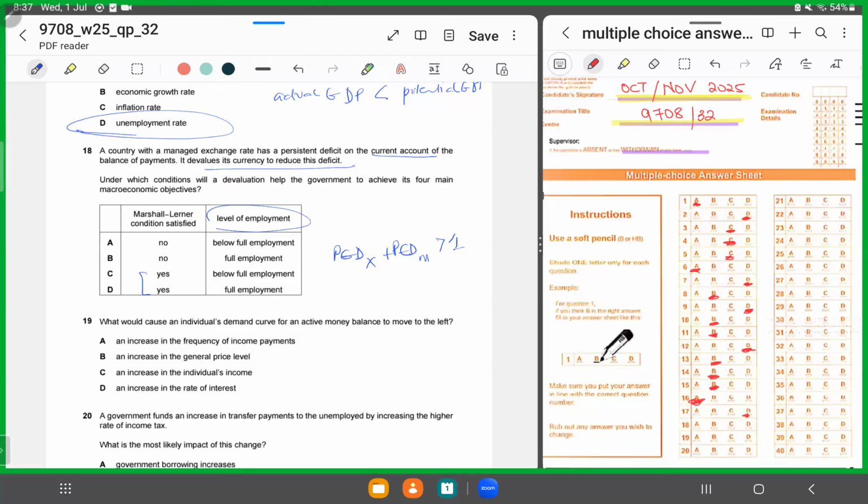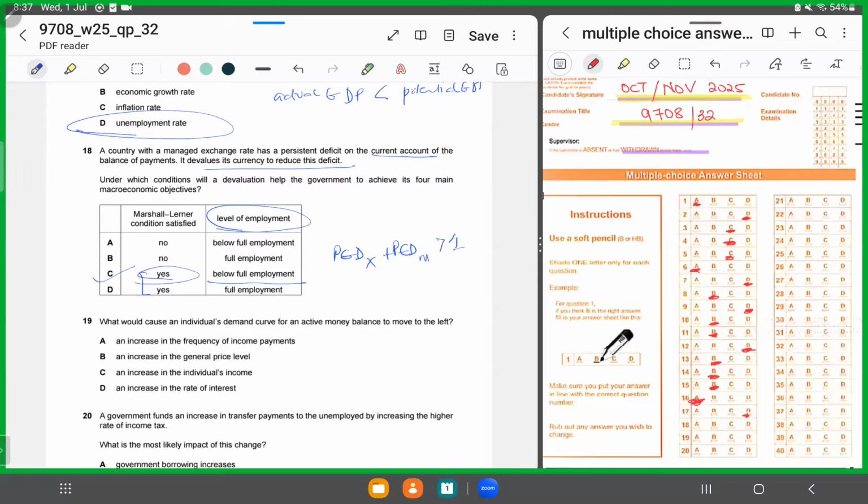What about the level of employment? The level of employment must be below full employment. Why? There must be some spare capacity so that when, because of devaluation, comes an increase in demand for a country's exports, it has got capacity to cater to that increase in demand. Otherwise, it's going to cause an increase in inflation, right? So it has to be below full employment and it has to meet the Marshall-Lerner condition.